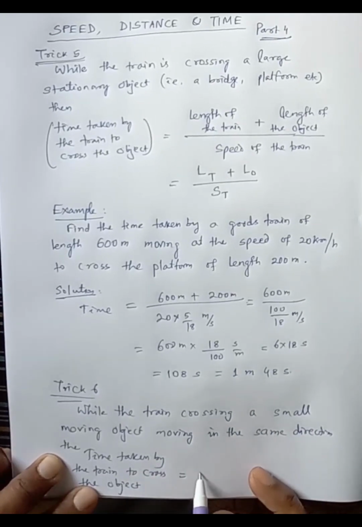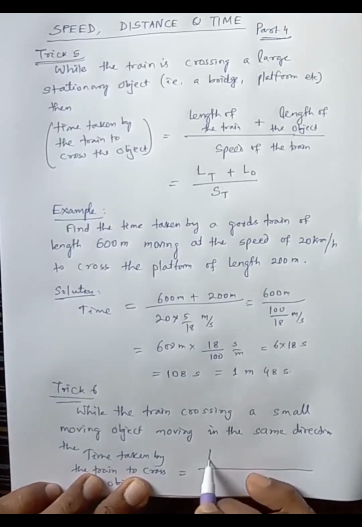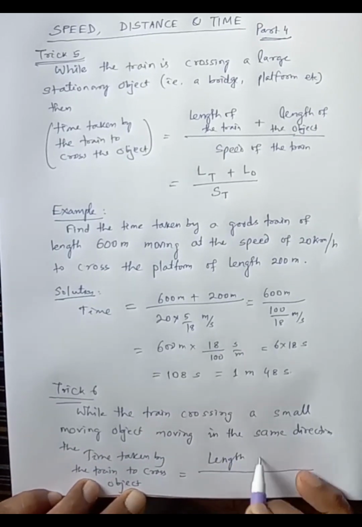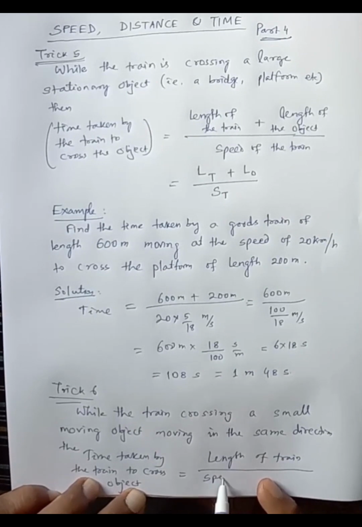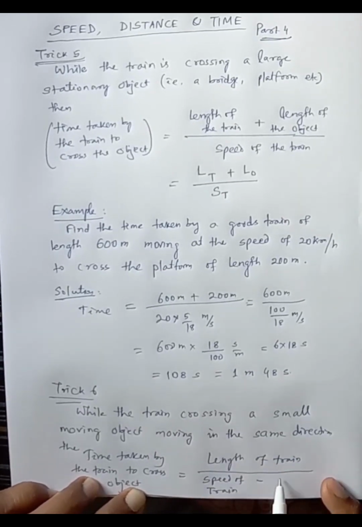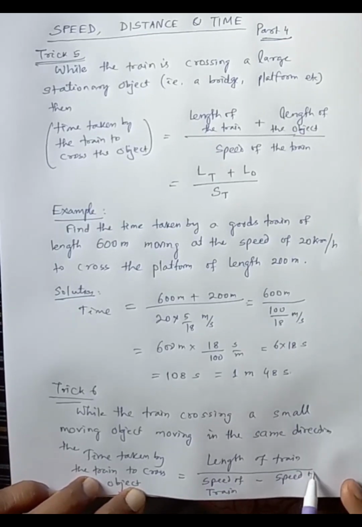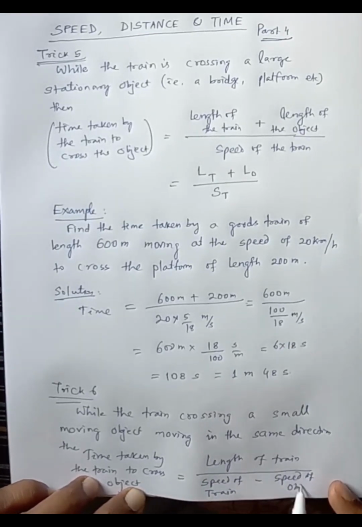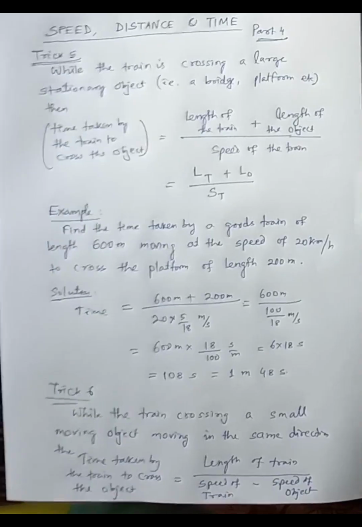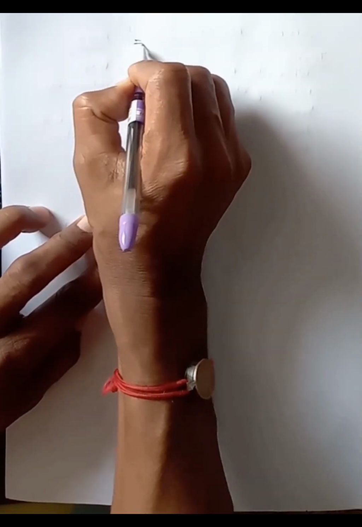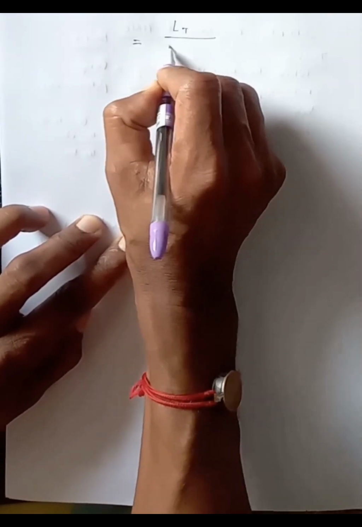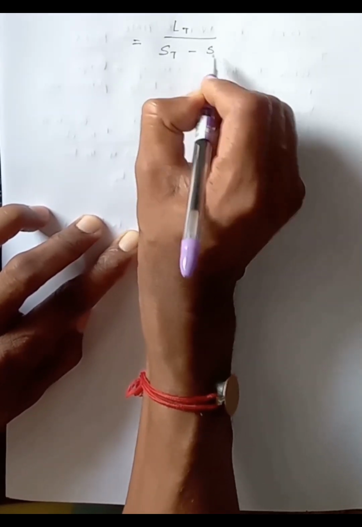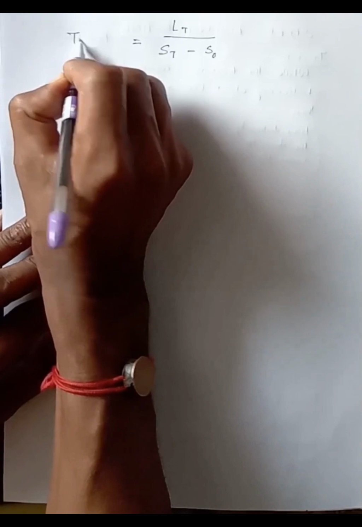is equal to length of a train divided by speed of a train minus speed of object. This is equal to length of a train divided by speed of train minus speed of object. This is the time.